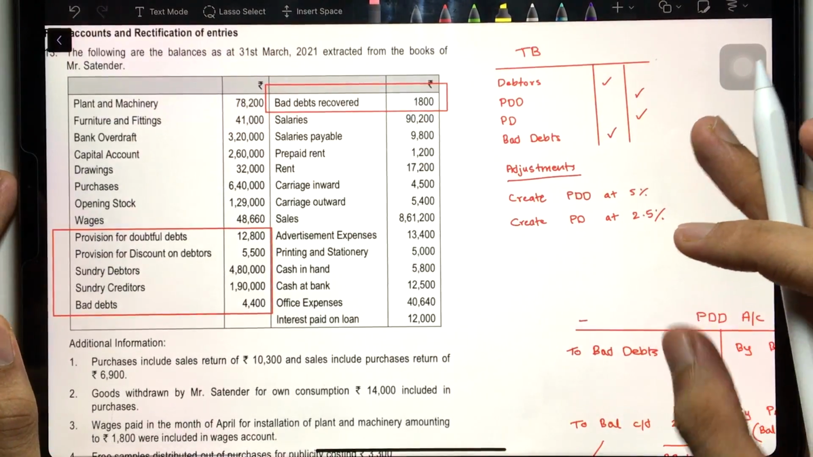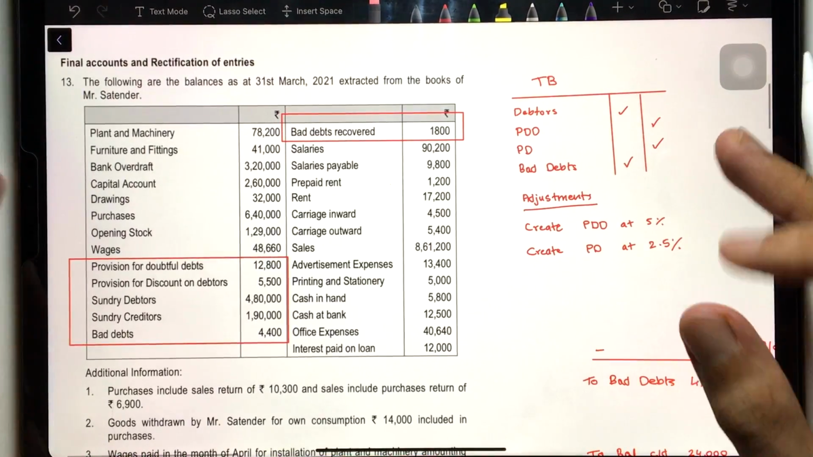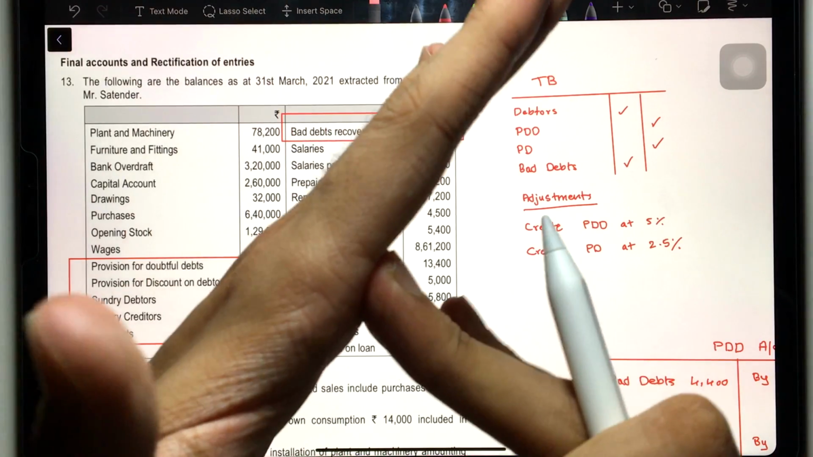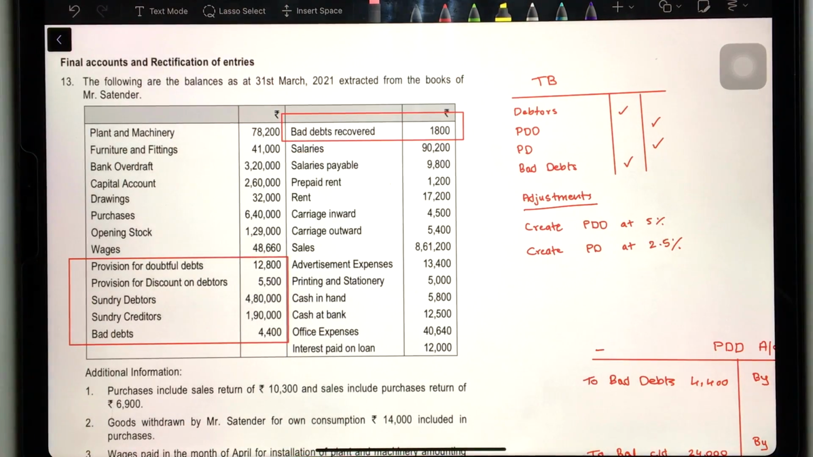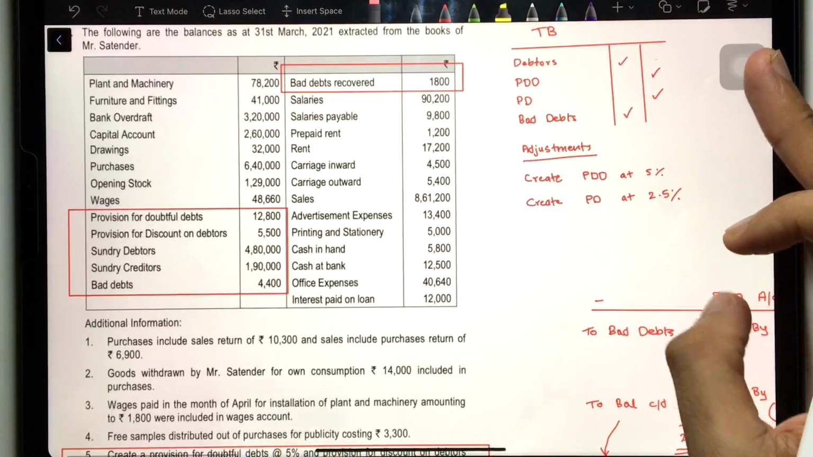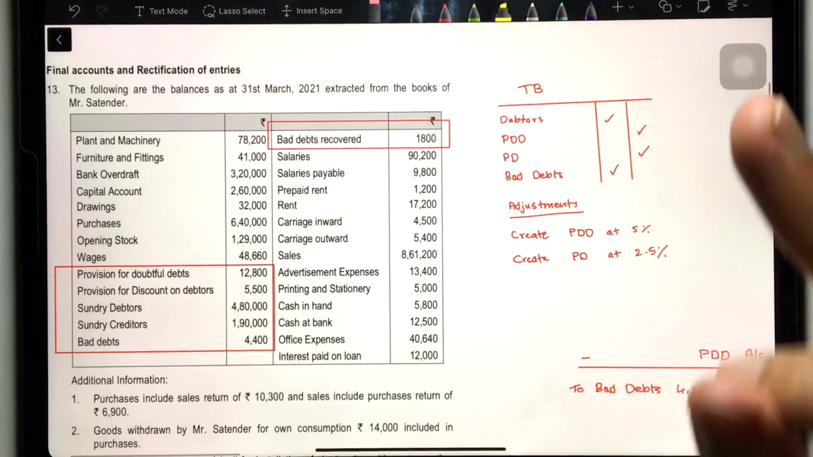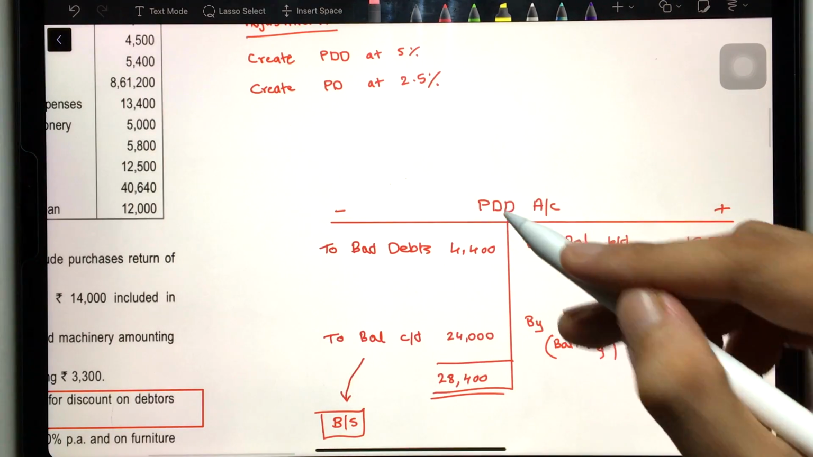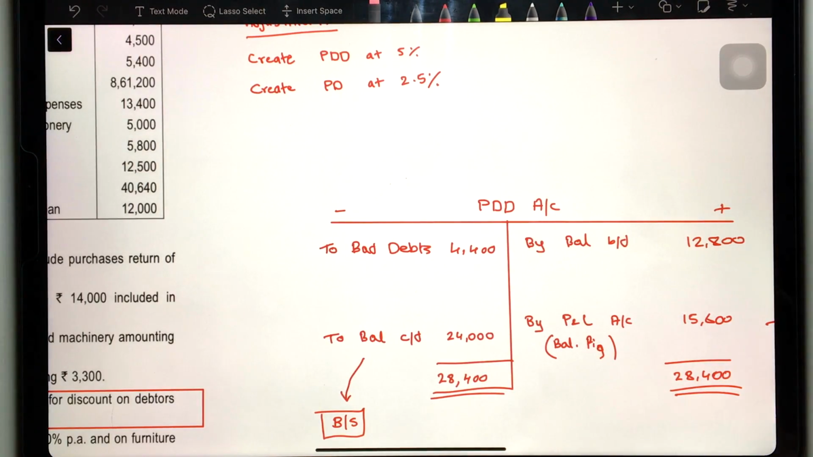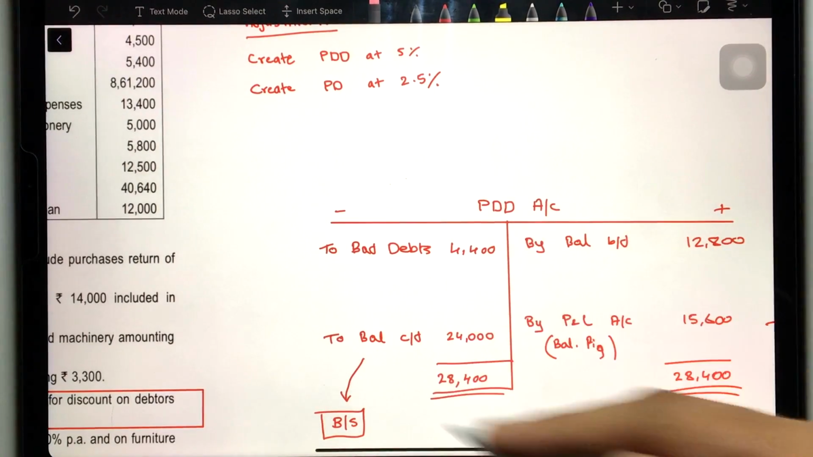It's really simple. Always remember, in the big question, you have to open the provisions account, the contra asset account, which has a credit balance. Just open them and do the calculation in that. Just do the posting and see. So let's first create the PDD account, provision for doubtful debts, provision for bad debts, whatever you want to call it. So see how I have done this.